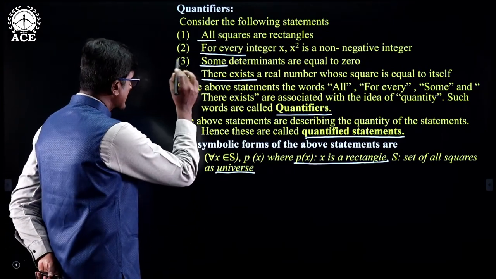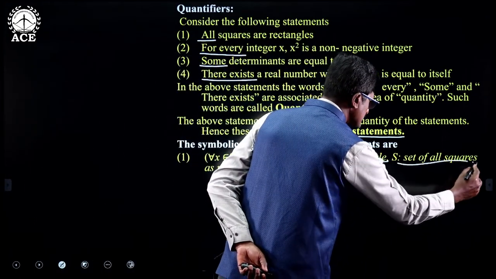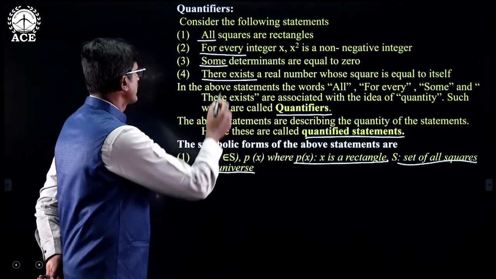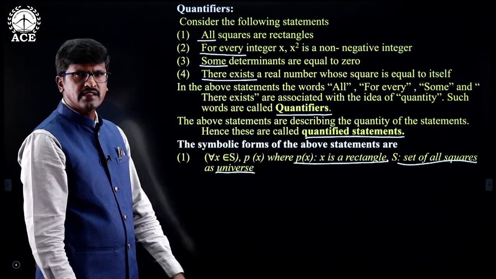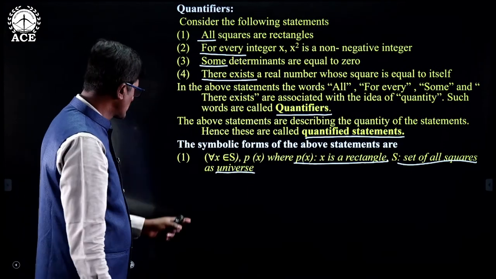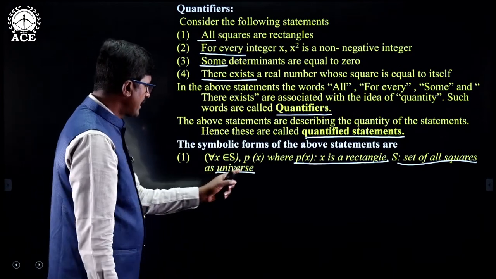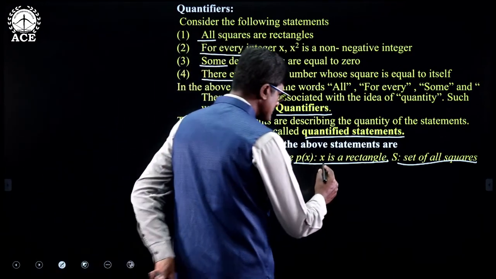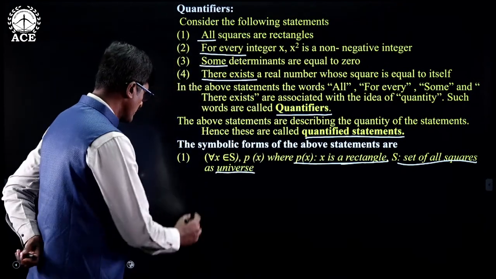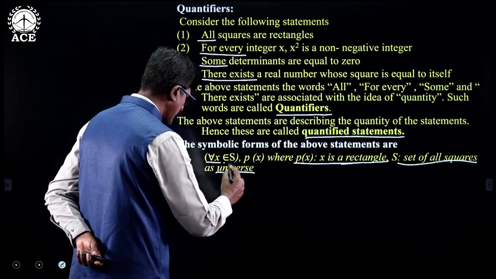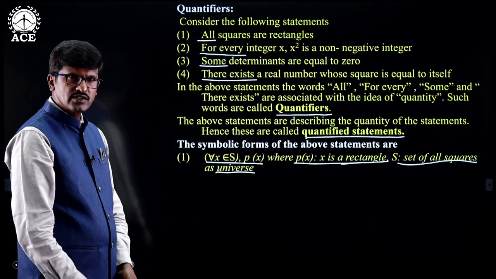If you look at the first example, the set of all squares is the universe. If you observe it, all the squares are rectangles. Squares are rectangles. So the set of all squares is the universe, and the open statement is: X is a rectangle. So now this is the symbolic form: for all X belongs to S, P of X.